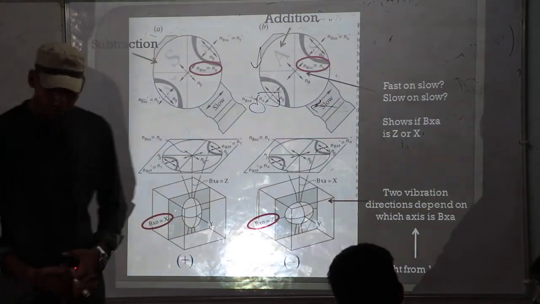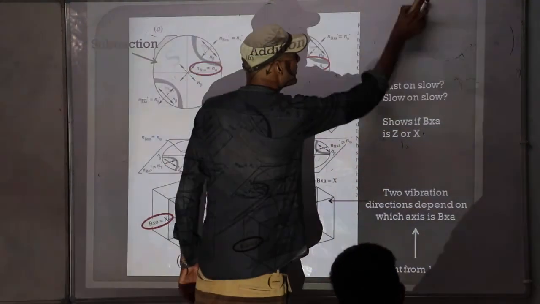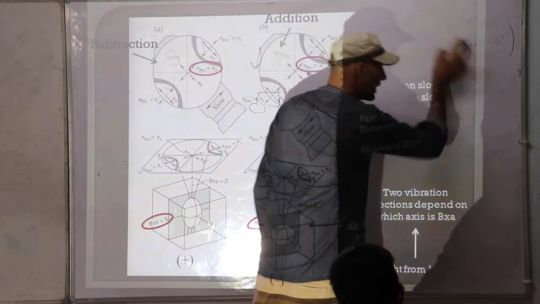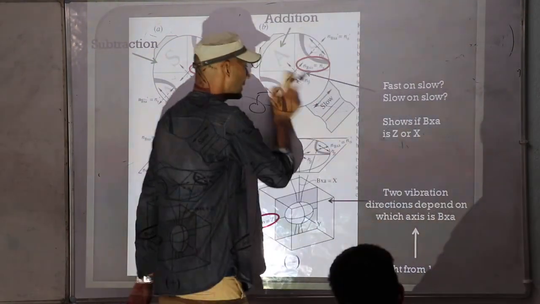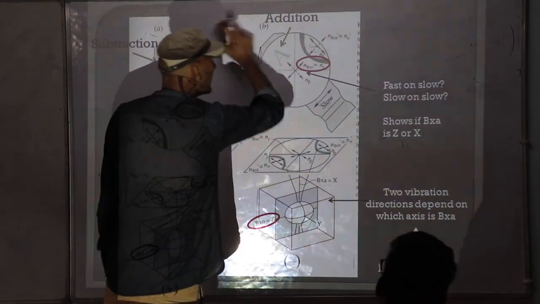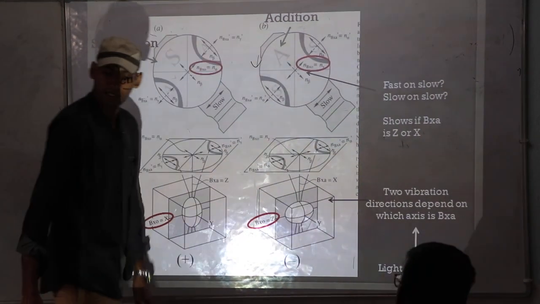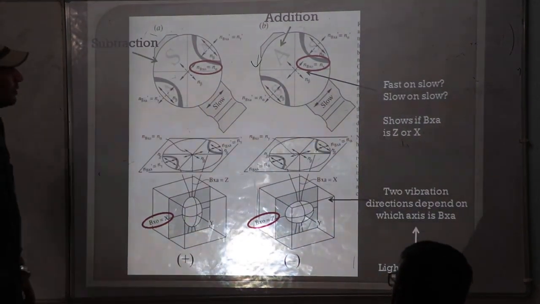Then talking about determination of optic sign. This is an important part. Determination of optic sign is the same as uniaxial. You are using all the three accessory plates like gypsum, mica and quartz wedge. The same thing will happen.